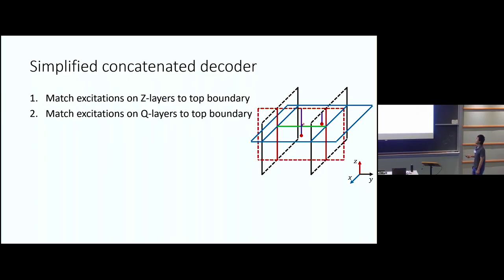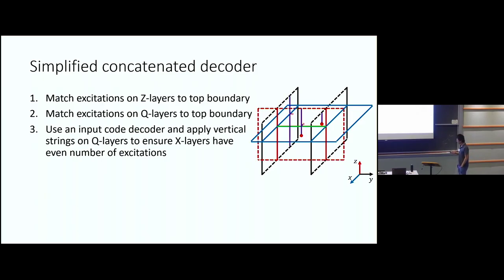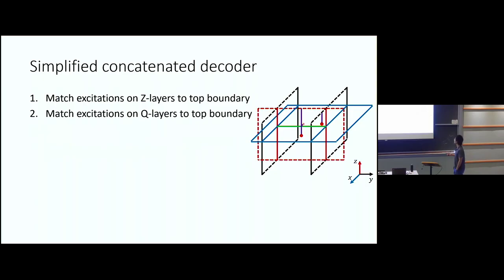We just match everything to the top boundary. And this could also create more excitations, although in this picture it doesn't, because it doesn't cross any X layers. So the thing is that at this point, we want to get rid of the excitations on the X layers now. But we have this problem where it could have an odd number of excitations. And because the boundaries of the X layers don't condense any E anyons, we're kind of stuck now.